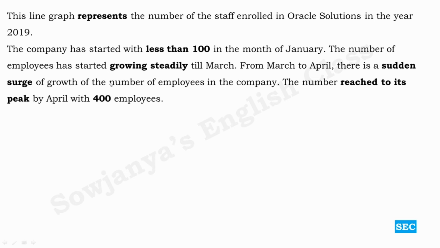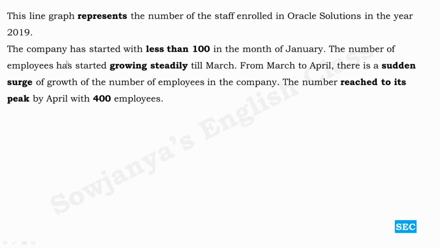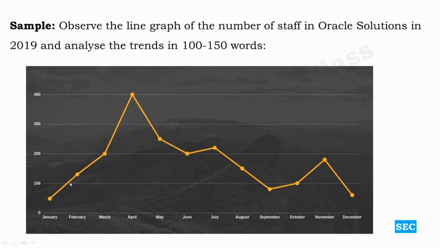I'm going to the development paragraph, paragraph number 1. The company has started with less than 100 in the month of January. You can see the company has started in the middle of January with less than 100 members of staff. The number of employees has started growing steadily till March. Let us check that. It is growing steadily till March. You can see steady growth, steadily. There is no sudden growth like this. There is a steady growth, growing gradually till March.